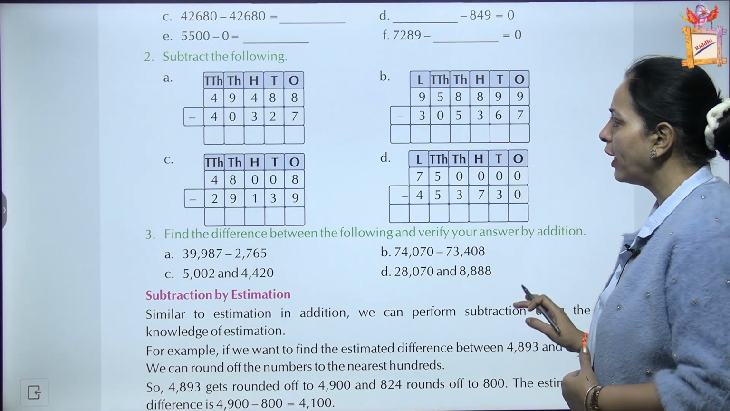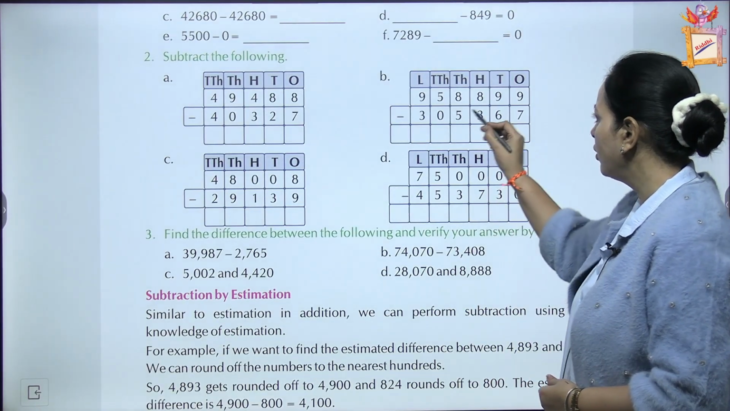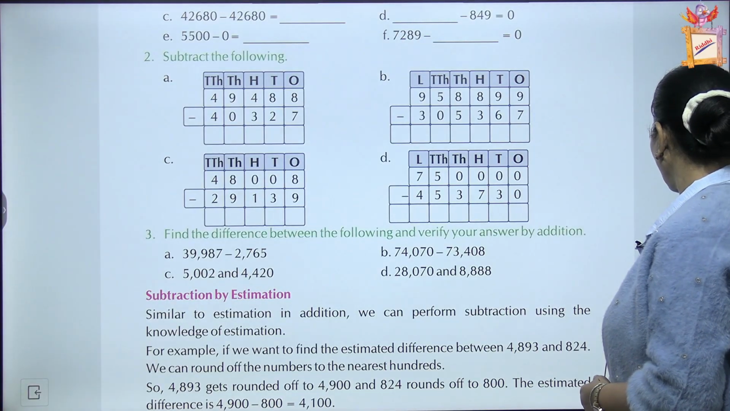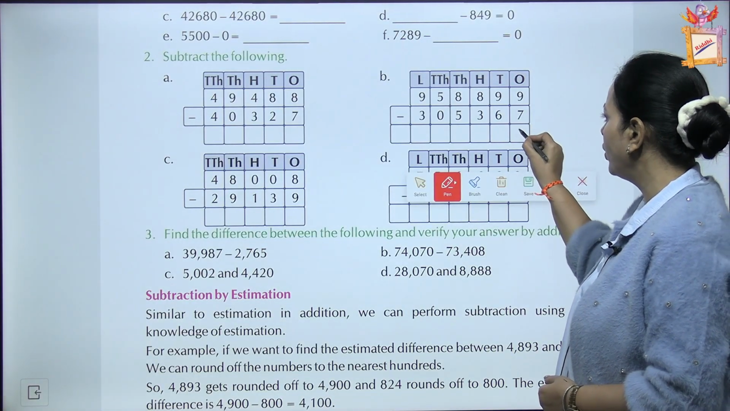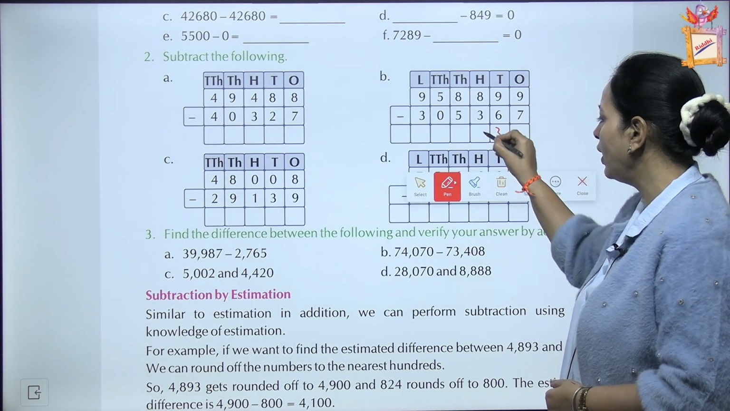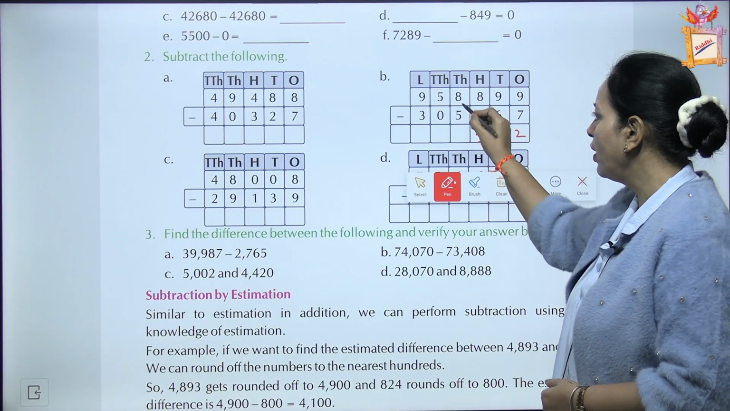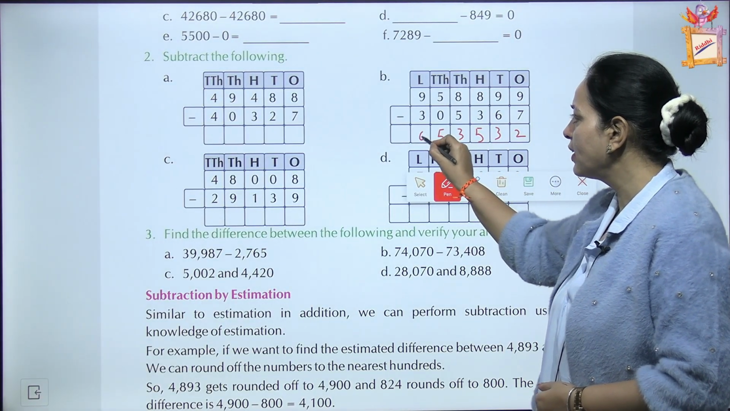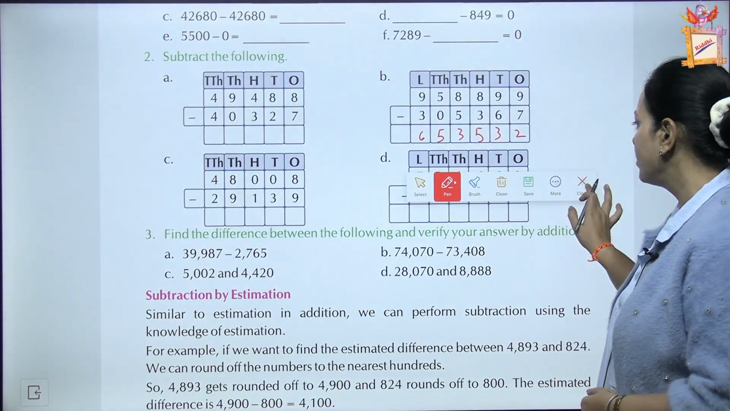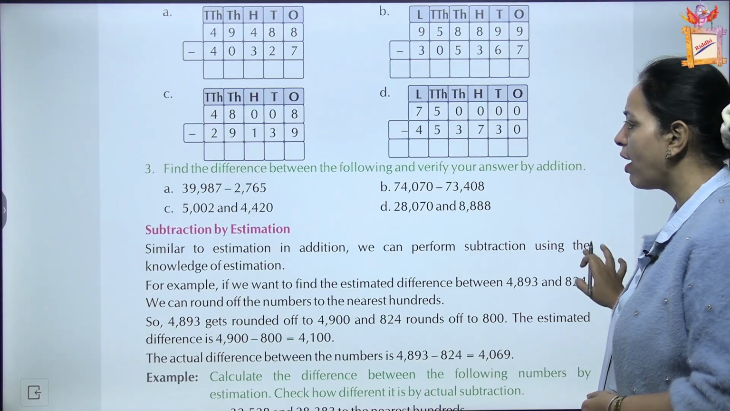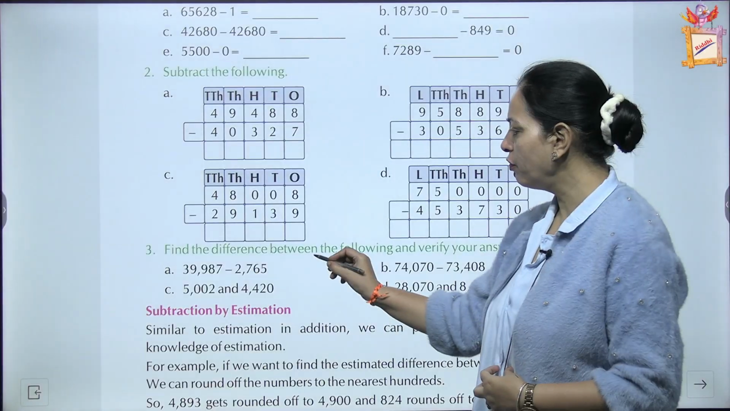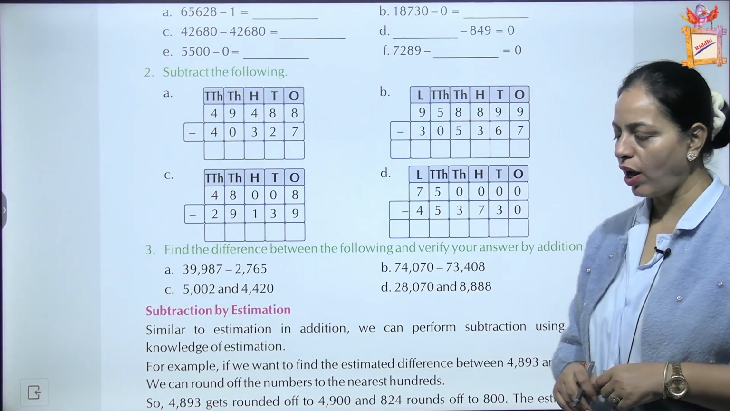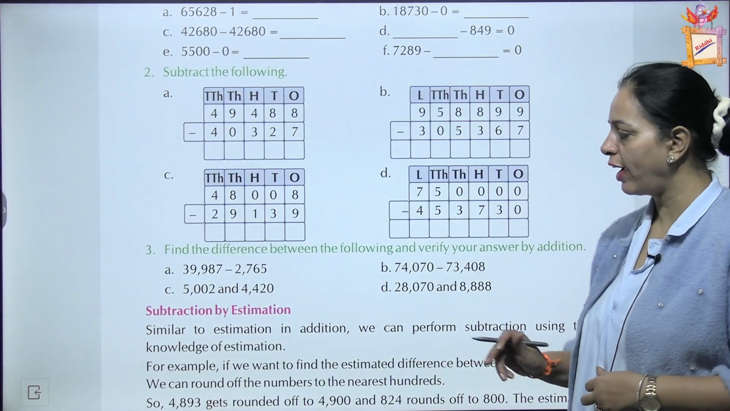The second one, subtract the following, like B part here. So first start from the ones digit, 9 minus 7, 2, 9 minus 6, 3, 8 minus 3, 5, 8 minus 5, 3, 5 minus 0, 5, 9 minus 3, 6. Similarly, we can try the rest of the parts. So third question, find the difference between the following and verify your answer by addition. So you can try this one.